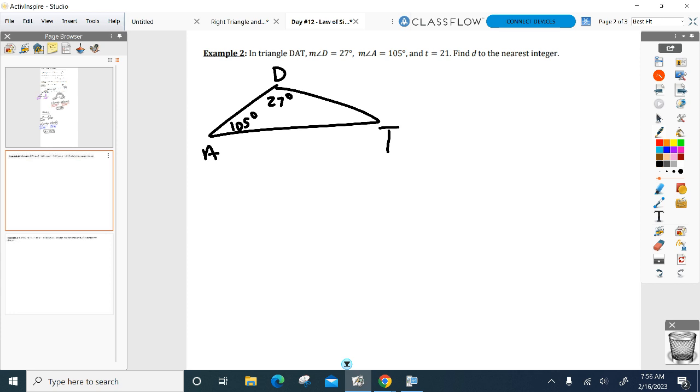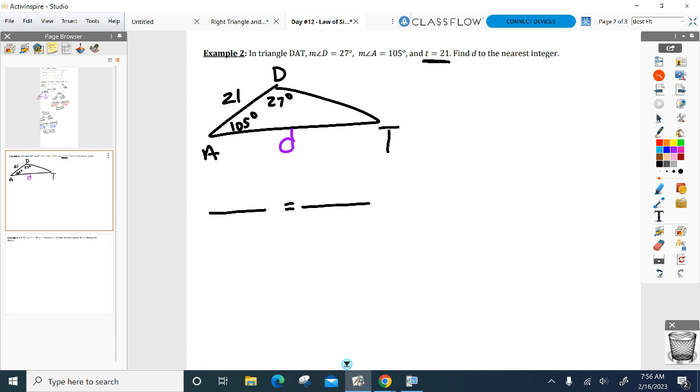All right, quickly, everyone see the new notation here. T equals 21. That means the side across from angle T is 21. Instead of writing DA equals 21, I can now write T equals 21. And we know that's the side across from angle T. And what are we looking for? D, which is the side across from angle D. All right, you ready for a little law of sines action here? Because that's all you had to use. Tomorrow I'll give you a second law.